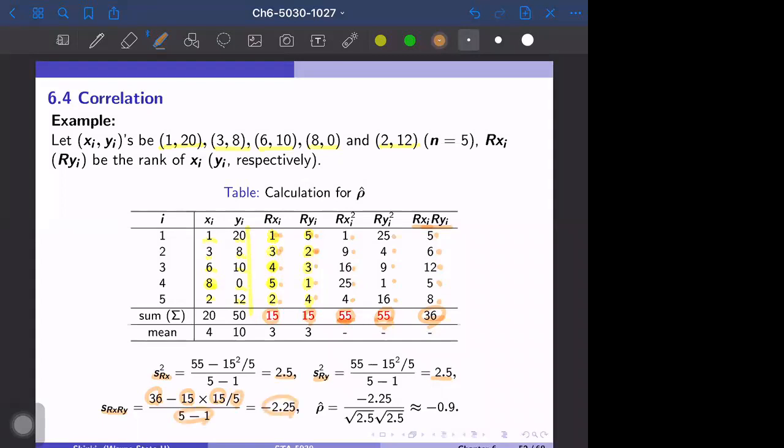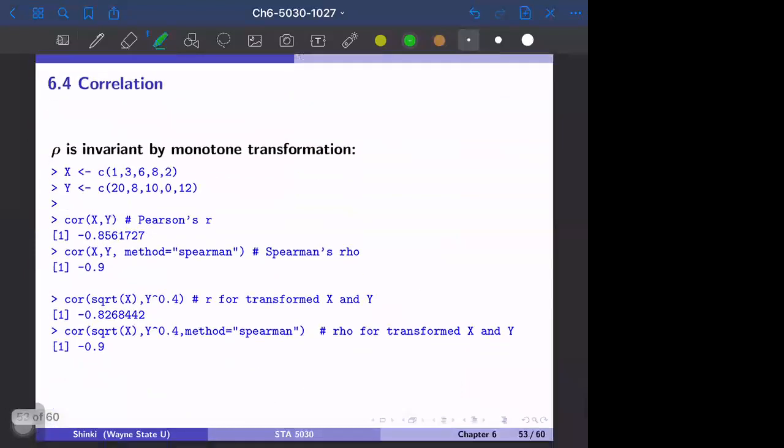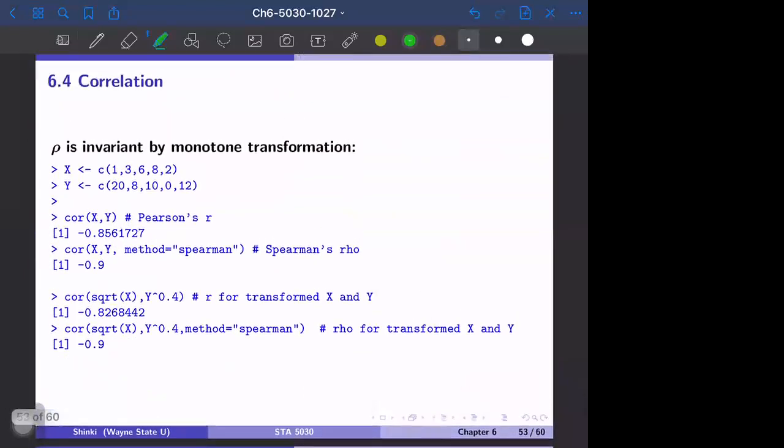So rho hat, the estimated rho, is negative 2.25 divided by square root of 2.5 times square root of 2.5. So this comes from here. So this is negative 0.9. So in this way, we can calculate Spearman's correlation in the same way as the Pearson's correlation.